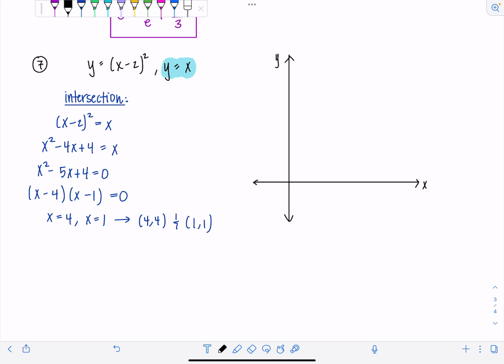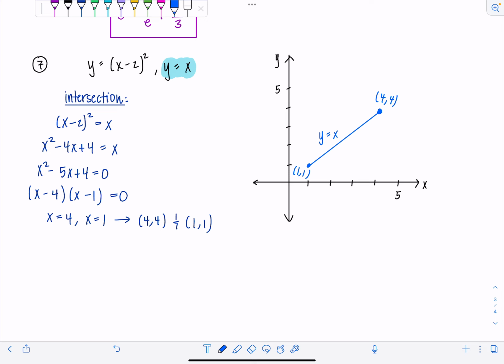So looks like I can just stay in quadrant 1, 1, 2, 3, 4, 5. That's where all the action's happening. 1, 2, 3, 4, 5. And the graphs intersect at 4, 4. 4, 4 should be here. And 1, 1. Okay, well, the line is easy to draw. That's y equals x right there.